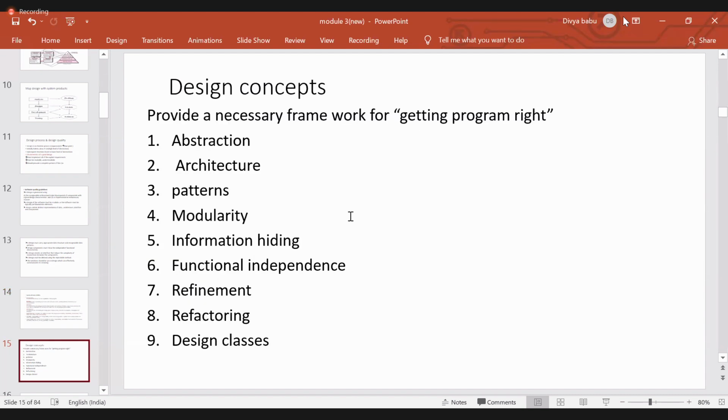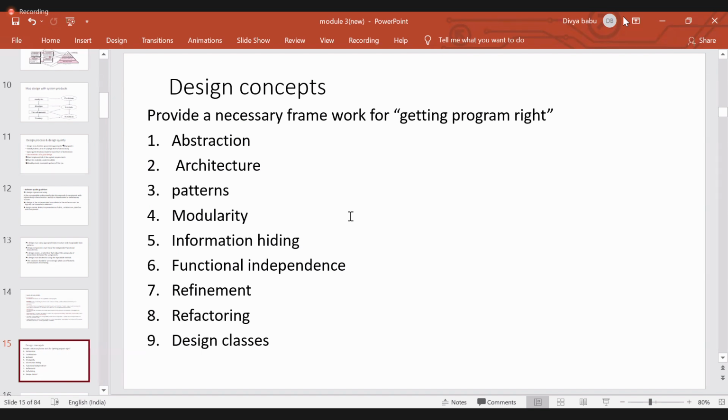Next, I'm going to discuss design concepts. Actually, these 9 points you need to learn: abstraction, architecture, patterns, modularity, information hiding, functional independence, refinement, refactoring, and design classes. This provides a necessary framework for getting the program right. Meaning these are the framework activities we need to follow to get a good design.